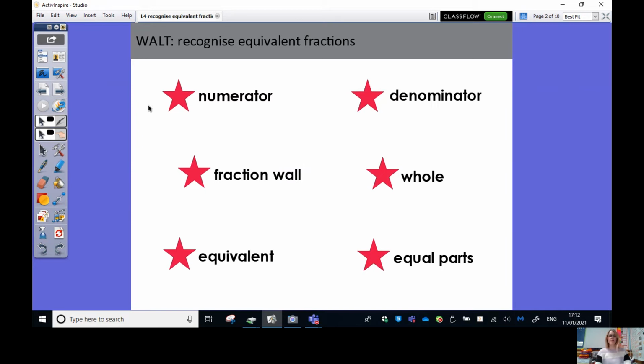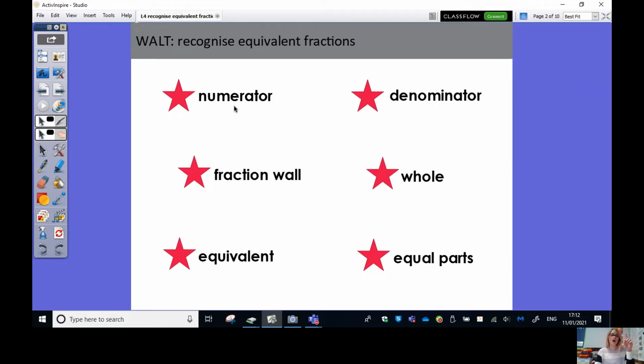So let's just quickly go through our star words for the day. So hopefully you recognise what lots of these mean by now, because they're the same ones that we've been working on. So firstly we have numerator, denominator, fraction wall, whole, equivalent, and equal parts. Fantastic. So I just want you to think, let's just recap the meaning of these words before we go on today. What is the numerator?